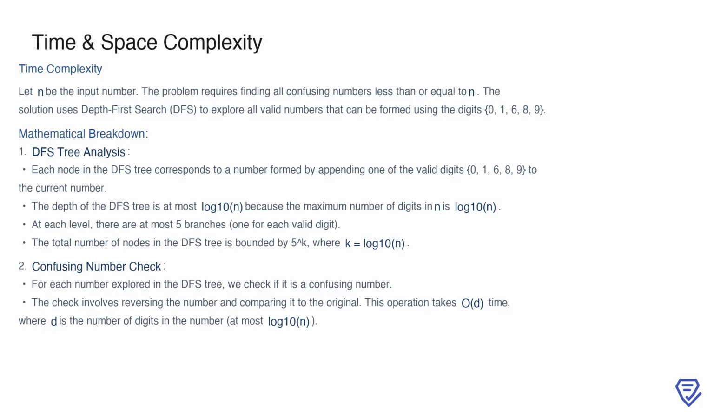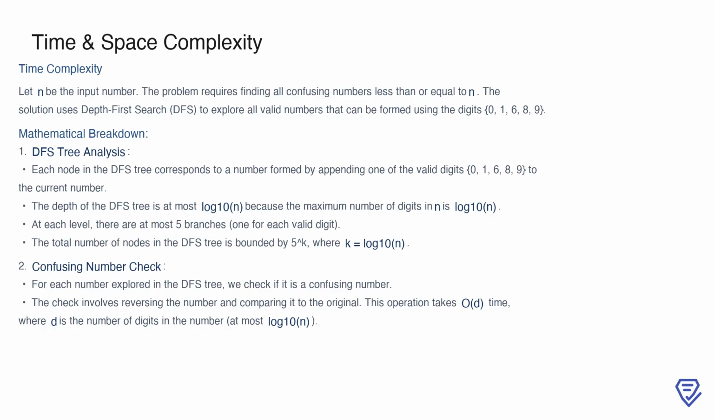Each node in our DFS tree represents a number created by appending one of these valid digits to the current number. The depth of the tree is limited by the number of digits in n, which is at most log base 10 of n. At each depth, there are up to 5 branches, one for each of the valid digits. This gives us a maximum of 5 to the power of k nodes in the tree, where k equals log base 10 of n. Additionally, for each number generated, we need to check if it qualifies as a confusing number.